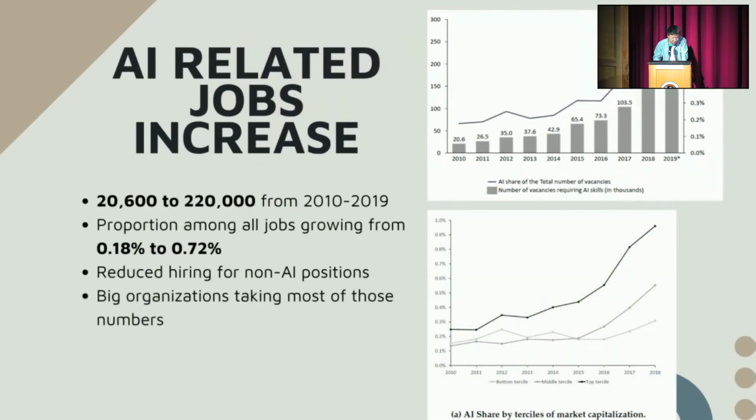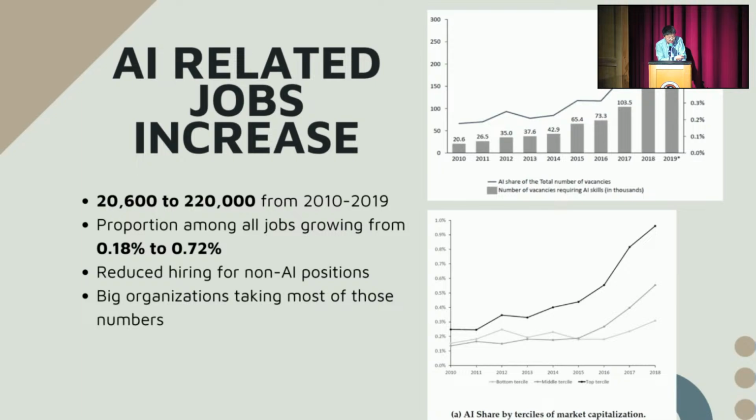Building on our research methodology, let's examine what the data says about AI's impact across different industries. From 2010 to 2019, AI-related job openings grew tenfold from 20,000 to 220,000, with their proportion among all jobs growing from 0.18% to 0.72%, as shown in the charts on the upper right. The pattern exists that companies investing in AI-specific roles often reduce their hiring for non-AI positions. We also see that organizations with strong market capitalization, large R&D investments, and sufficient cash reserves take most of these job openings, accounting for roughly 24% of all AI-related job postings.